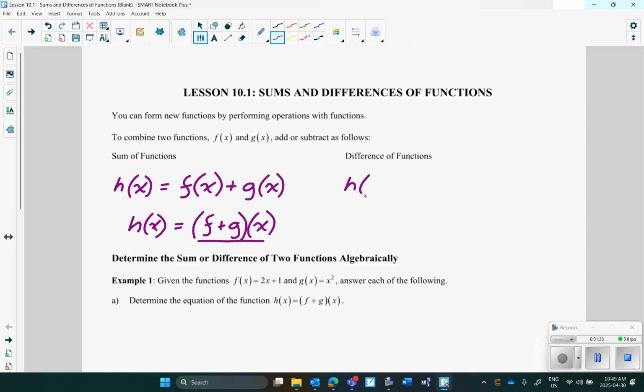Difference: if you want to create a new one, you just subtract them. Or the notation could look like this: f minus g of x.